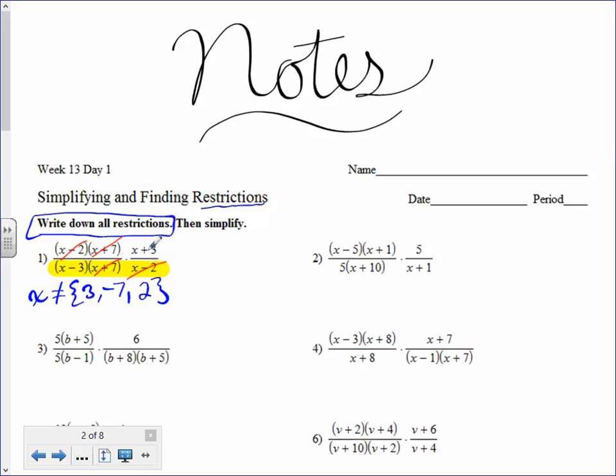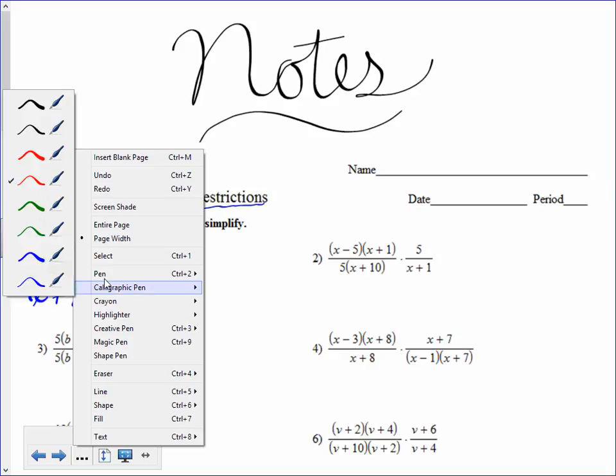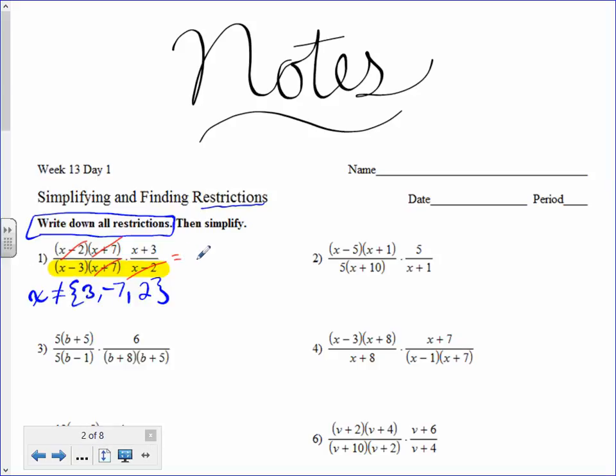X plus 3, does it have a match? No. Now notice. Let's write our final answer here. What's left over? In the numerator, what's left? X plus 3. And in the denominator, x minus 3. Coach, let's reduce the x's. No. You cannot do that. This is your final answer. Now let me explain why. I'll explain one time.